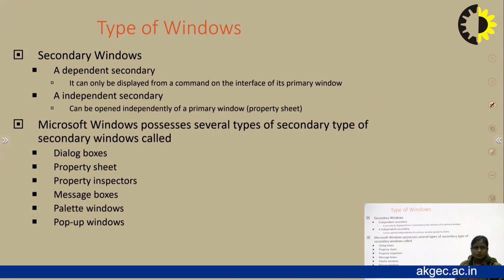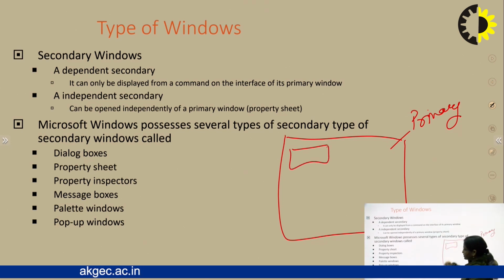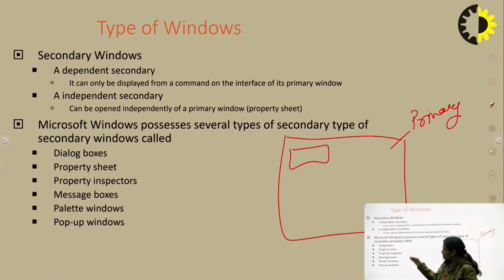Then Microsoft Windows possesses several types of secondary windows. First is the dialog box. If we say that this is our screen and this is the primary window, then if a dialog box appears in that window, it acts as a secondary window. It may be a dialog box, property sheet, property inspector, message box, palette window, or pop-up window. These are the basic types of secondary windows that appear in a primary window.